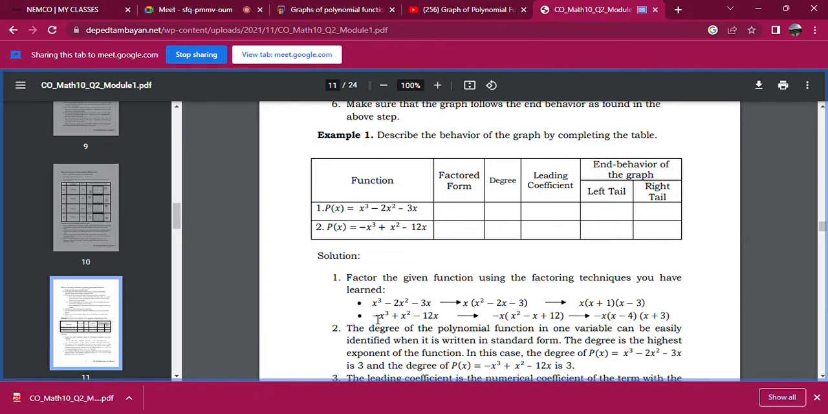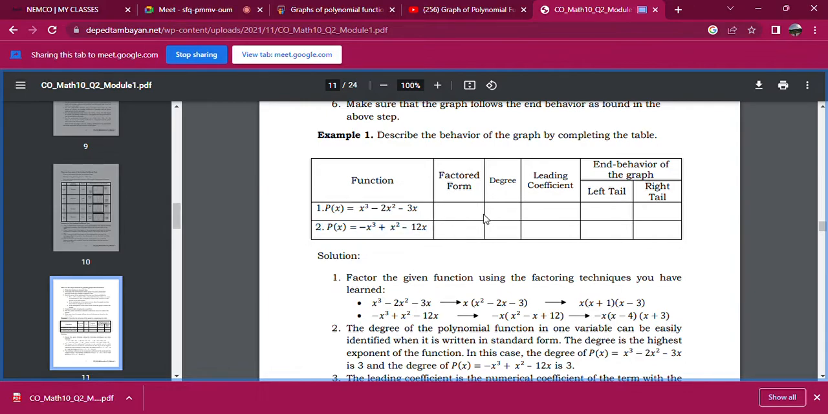Okay, for number 2, we have negative x cubed plus x squared minus 12x. So again, since every term has x, you factor out negative x, and then factor x squared minus x plus 12. And then what is inside you factor again. So that is just equal to x minus 4 times x plus 3. So that is your factored form. That is what you put here for these two answers. This is the factored form of this function, and this is also the factored form of this function. Now you already have the answer for this.